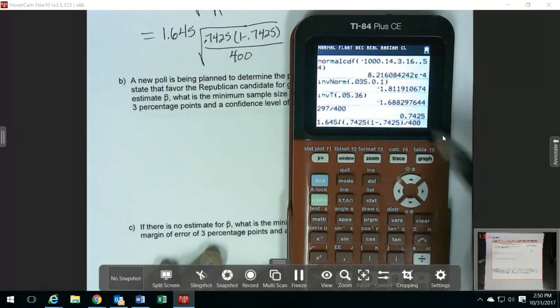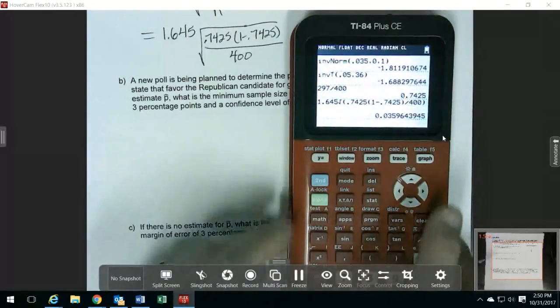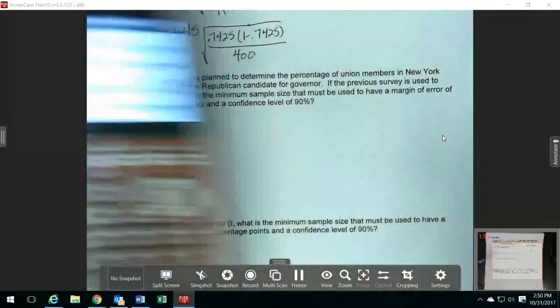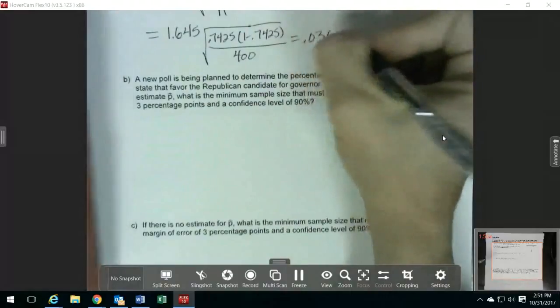And notice how I have one more set of parentheses after the 400. That way my 400 is inside the square root. Okay, so there's my margin of error. I'm going to round that to 3 decimal places, so that's going to be 0.036.